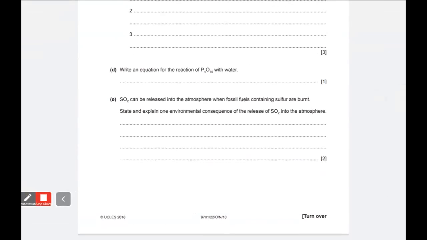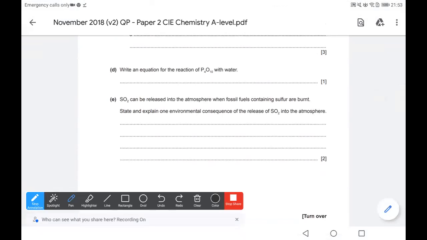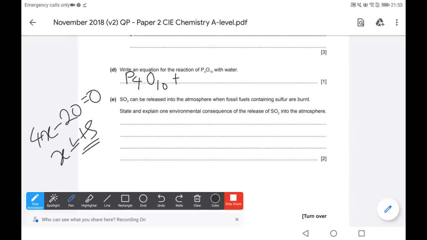P4O10 in water. Here phosphorus is in the oxidation state: 4x minus 20 equals 0, so plus 5. That means the highest oxidation state of phosphorus. It will form a plus 5 acid.